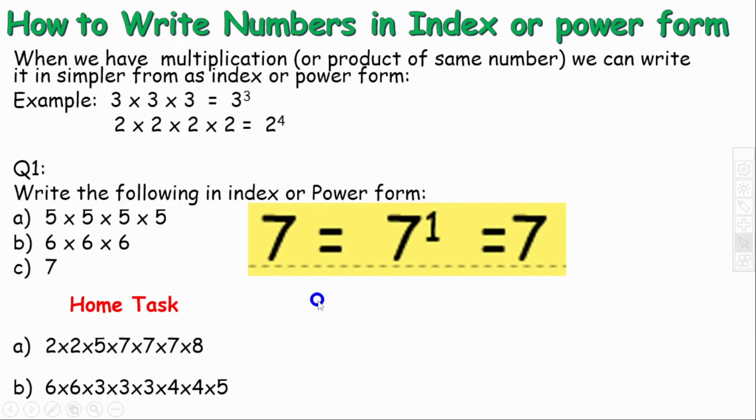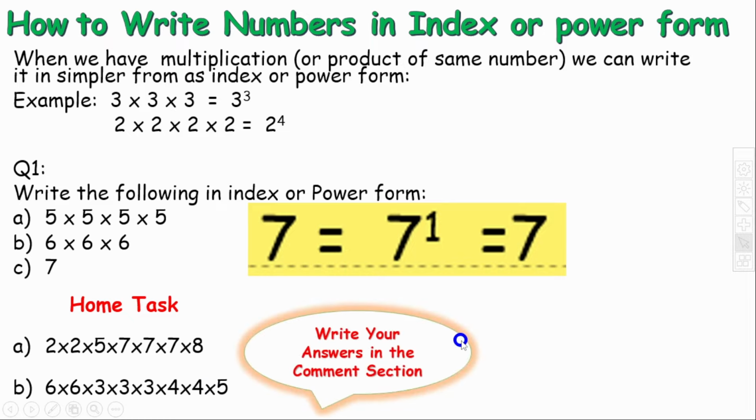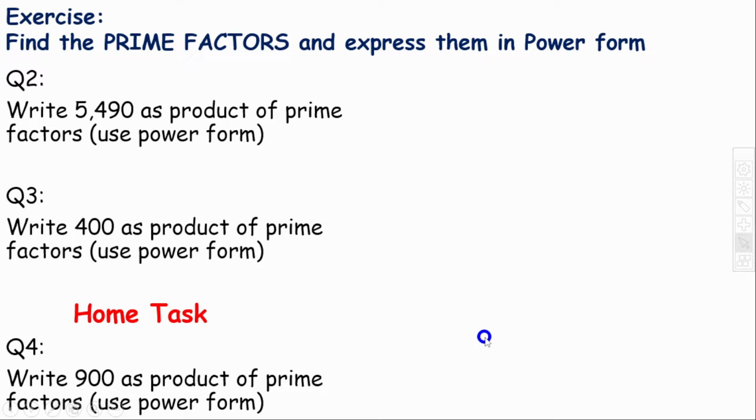Now that you've done some examples, try to do this as your home task. 2 times 2 times 5 times 7 times 7 times 7 times 8. And 6 times 6 times 6 times 3 times 3 times 3 times 4 times 4 times 5. Write your answers in the comment section. I'll check it out. Now let's go to another exercise.